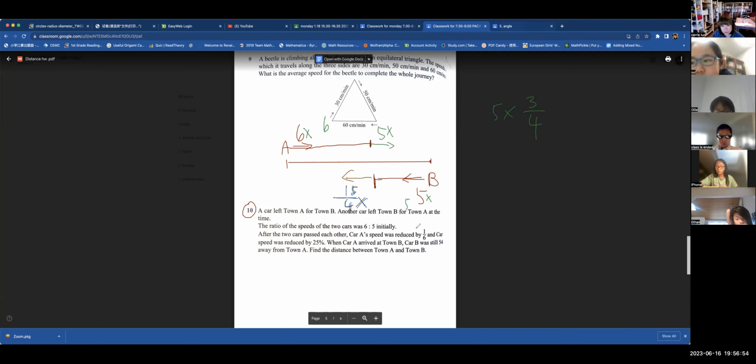Okay, so they keep walking, okay? They keep driving. When car A arrived at turn B, car B still has 54 kilometers to go to reach turn A. So we're going to just do a little bit here. So like this, 54 kilometers. Correct, everybody? So these are all speed, right?